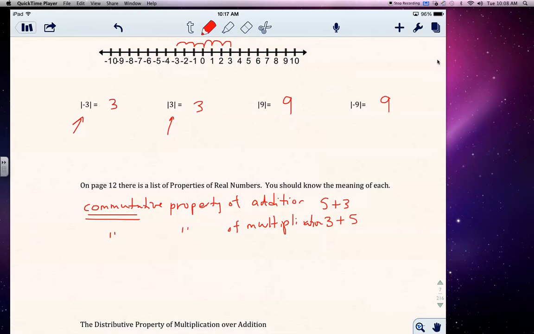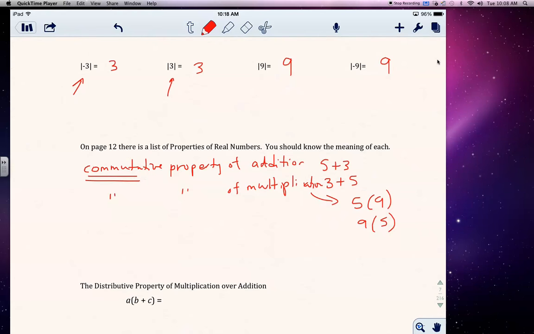So let's say I have 5 times 9, or 9 times 5. So that works also on multiplication. Now, there's no commutative property of subtraction or division, because when you subtract or divide, the order does change the value of your answer.